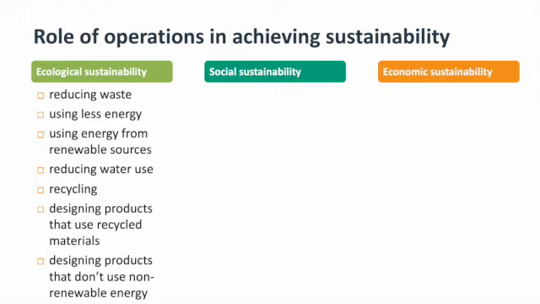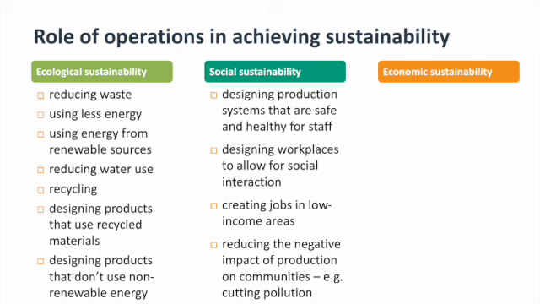Social sustainability. What can we do there in order to achieve social sustainability? Here we can design production systems that are safe and healthy for the staff. So very closely related to human resources. We take care of our staff, make sure that they're safe. Designing workplaces to allow for social interaction. So here we're making sure that they're a well-working community, that they can interact.